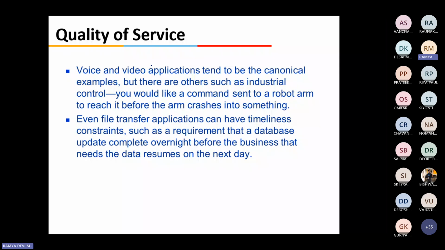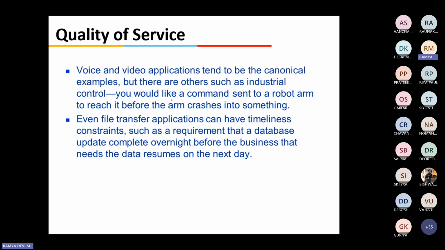Quality of service: when we think about applications that require timely data delivery, voice and video are the best examples, right? Video conferencing, even our live lectures, voice over IP calls that you do on a WhatsApp call. They have to maintain a smooth interaction. So the real-time requirements go beyond multimedia, okay?